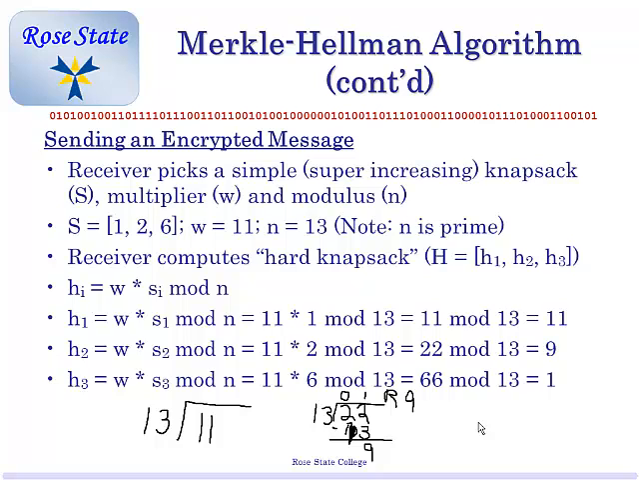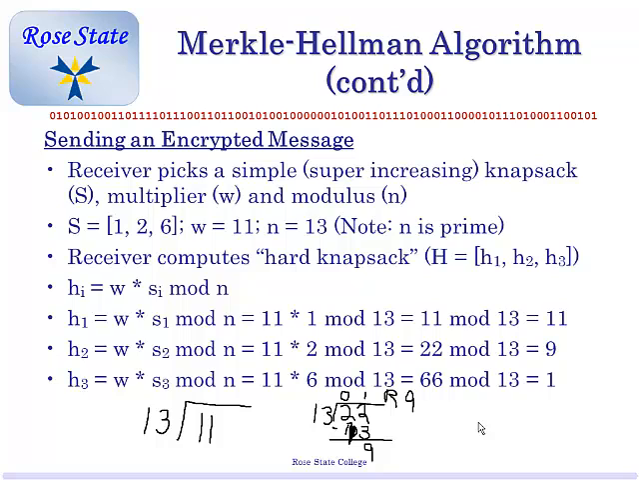11 times 6 is 66 mod 13. Again, the 66 goes underneath, the 13 goes on the outside. 13 times what? Times 5? 13 times 5 would be 65. Yep. So the 13 goes into 66 5 times. So you subtract 65. 66 minus 65 is 1. Remainder is 1. Done. Everybody okay?